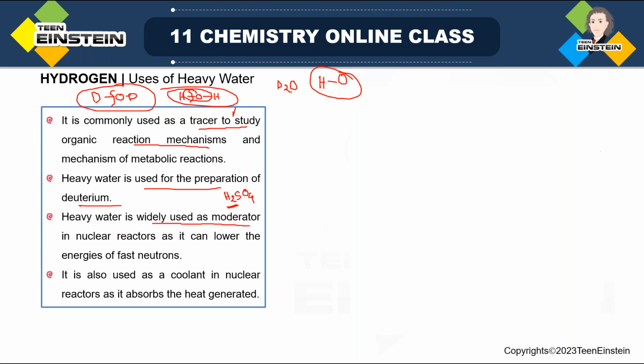Then heavy water is widely used as a moderator in nuclear reactors. If you consider the nucleus of heavy water, obviously the number of neutrons is high compared to the hydrogen nucleus. Because of this difference in neutron number, it is widely used as a moderator. That means it can control nuclear reactions, because these reactions are very vigorous, and once we use heavy water, it can moderate the reaction speed. So it can lower the energies of fast neutrons. It is also used as a coolant in nuclear reactors because it can absorb the heat generated. Fine. So these are the uses of heavy water, that is D2O.